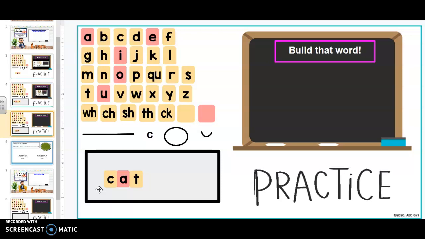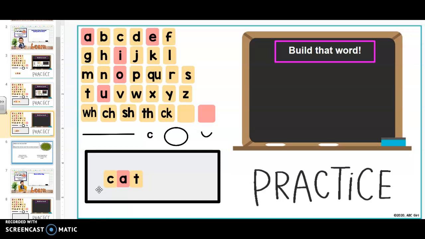So, when we look at the k sound at the beginning of a word, most of the time, almost always, at the beginning of a word, the C is going to be used as the k sound for a word.